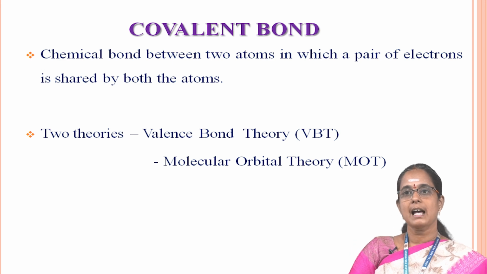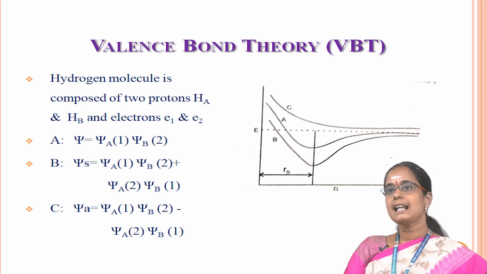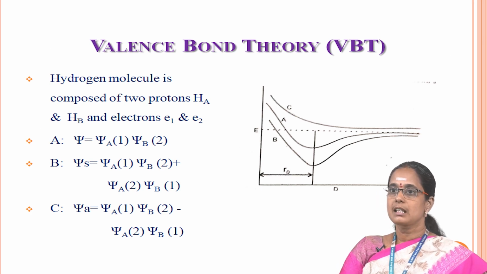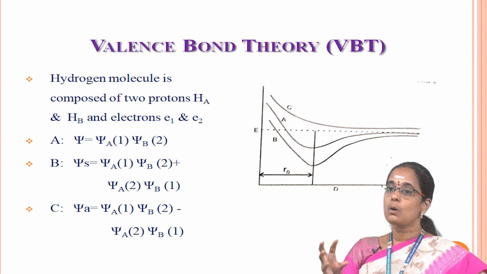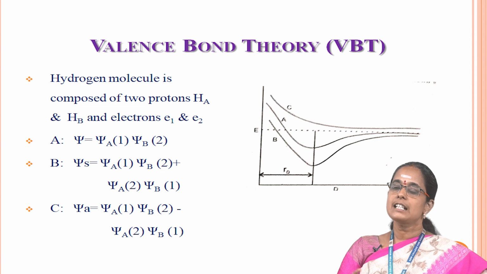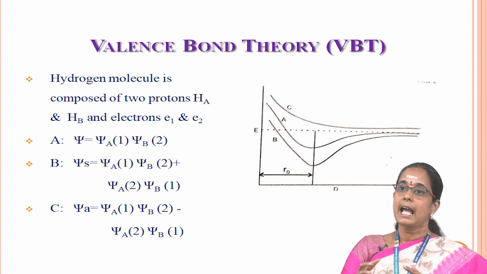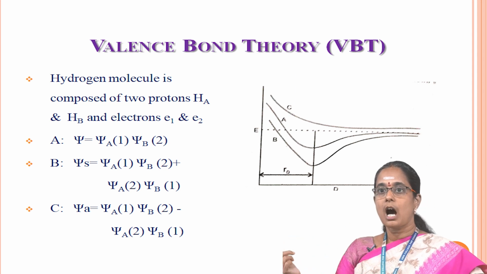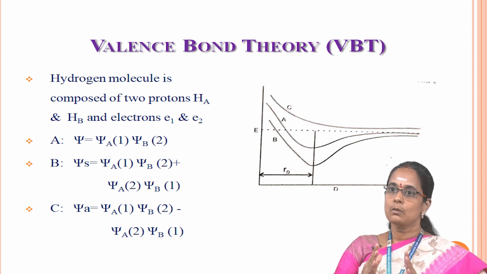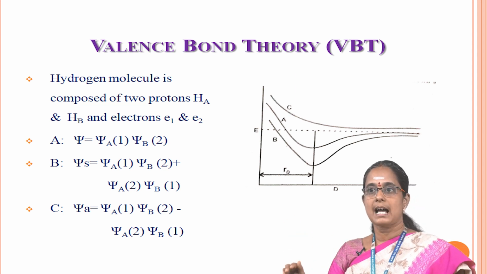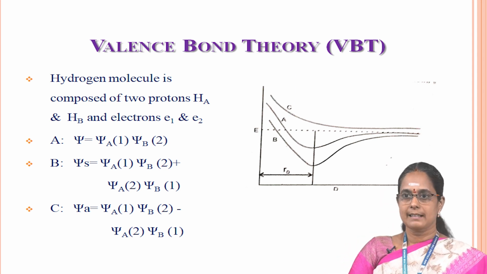Now, let us see the valence bond theory for the formation of the hydrogen molecule. The valence bond theory describes covalent bonding in molecules in a quantitative manner. It is based on the overlapping of two atomic orbitals in the formation of a bond. According to this theory, each atom uses electrons in one or more of its valence orbitals to form a covalent bond. Now we see the example.